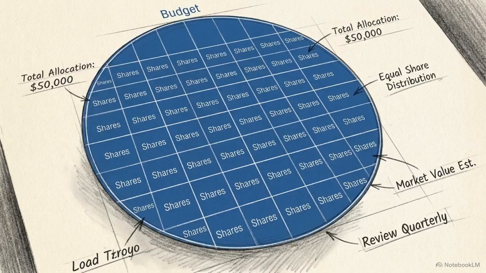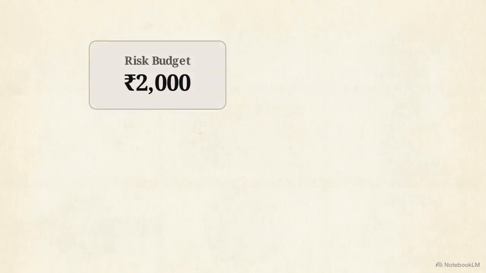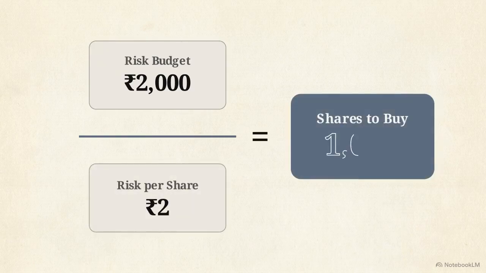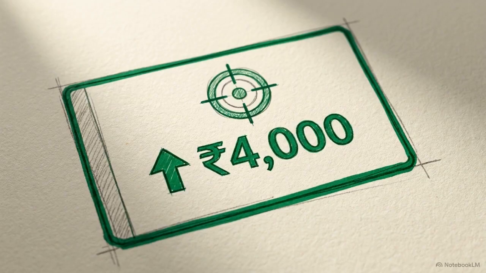We then use position sizing to determine the exact number of shares this budget allows us to buy. Divide your maximum capital risk by your risk per share. We take the 2,000 rupee risk budget and divide it by the 2 rupee risk per share. The calculation tells us to buy exactly 1,000 shares. The financial boundaries are now set. If those shares hit your stop loss, you lose exactly 2,000 rupees. If they hit your target, you gain exactly 4,000 rupees.